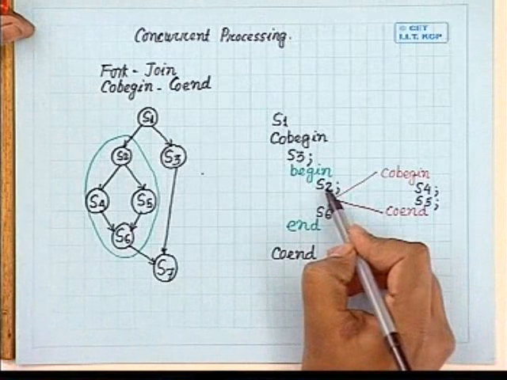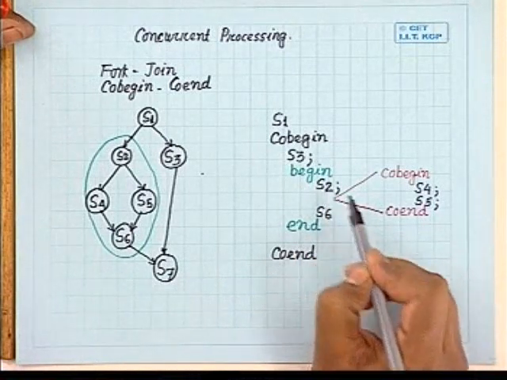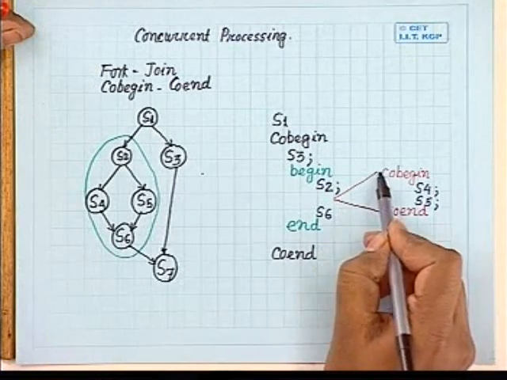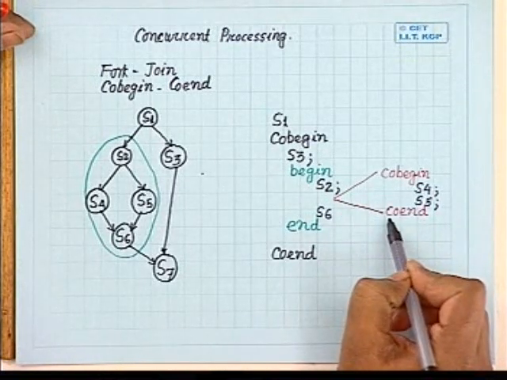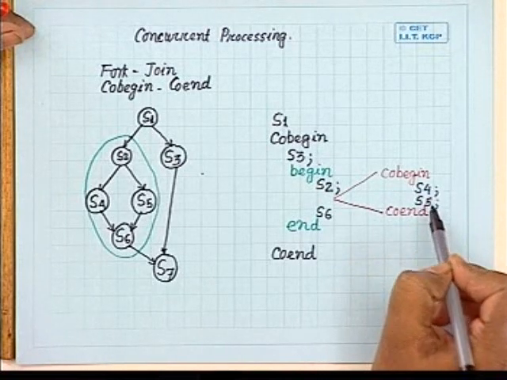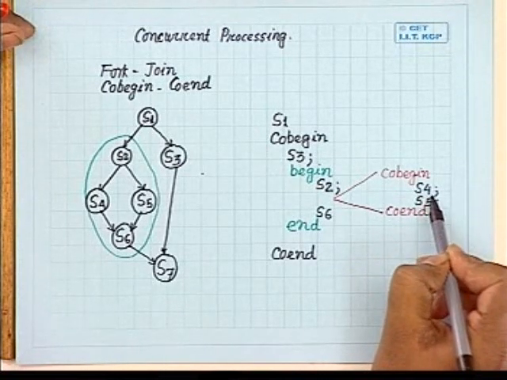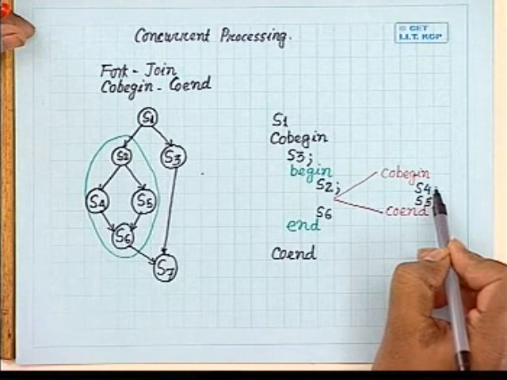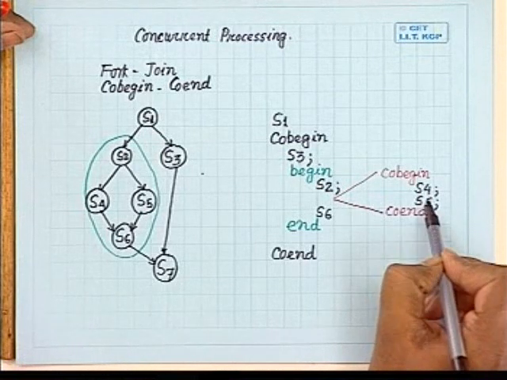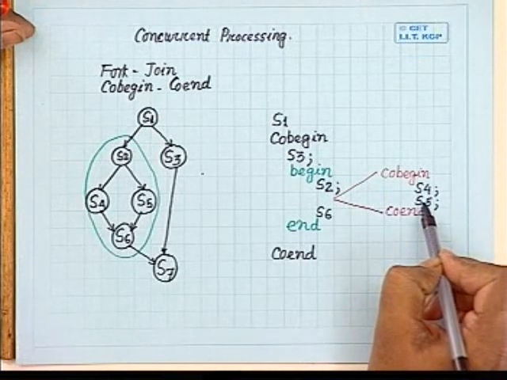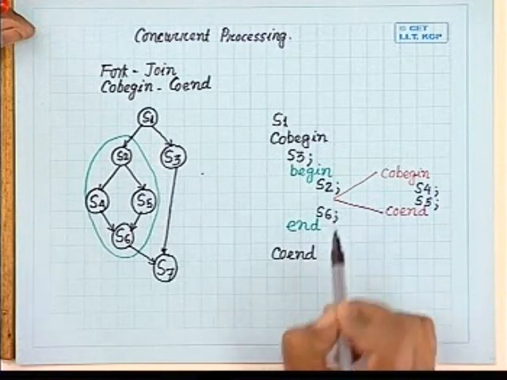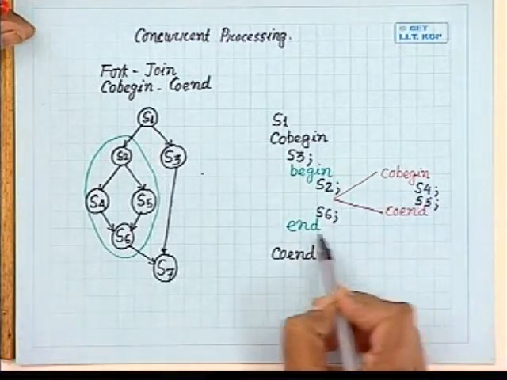Here, first we have to execute S2. After S2, we have to create two processes, so I put a co-begin co-end structure, and within it I have two statements, S4 and S5. So two processes will be created: one will execute S4, the other will execute S5. When both these processes have terminated, the parent process, which created these two processes, will execute S6.